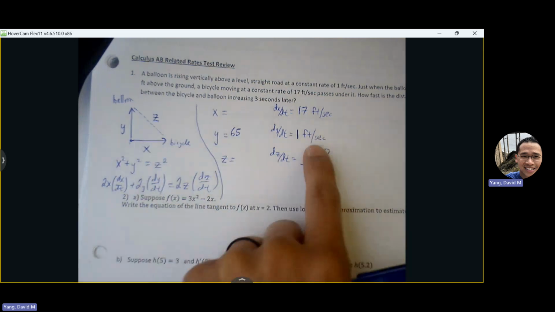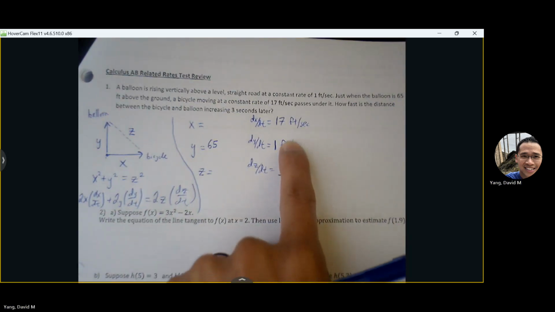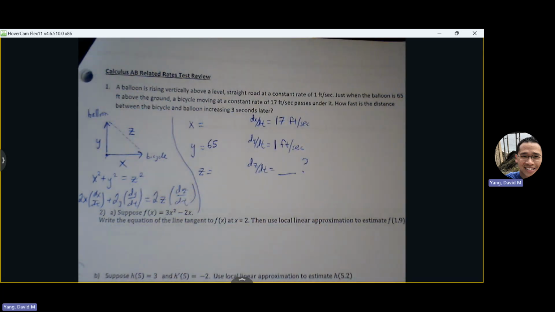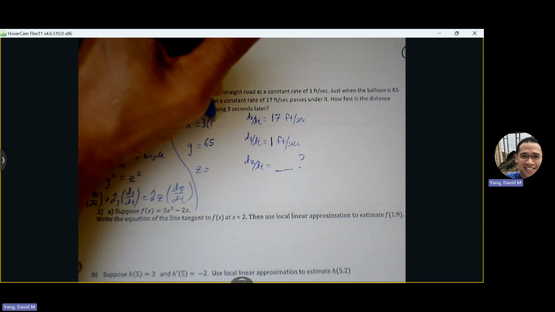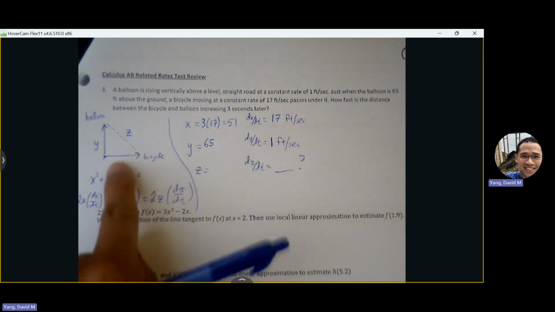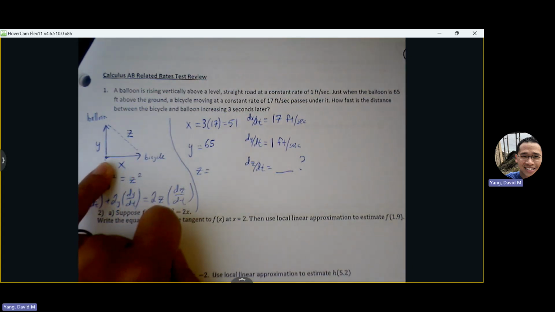How can we find that? Good. We know how fast it's going, right? After 1 second, it's going to cover 17 feet. Another second, it's going to cover another 17 feet. Another second, it's going to cover a third 17 feet. So 3 times 17, we can get 51. So 3 seconds later, if he's moving at 17 feet per second, he's going to be 51 feet away from under the balloon. Okay.